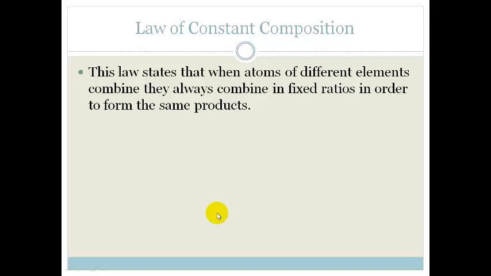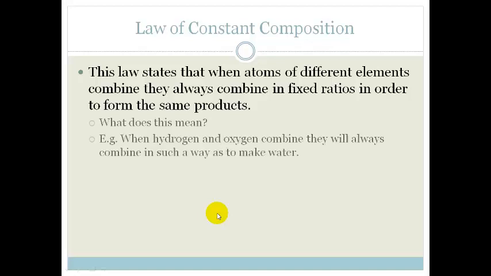This law states that when atoms of different elements combine, they always combine in fixed ratios in order to form the same products. So that's a little bit of an extra thing onto this. You need to learn this law. They like to ask it in tests and exams. It's a very important law. But what does it mean?